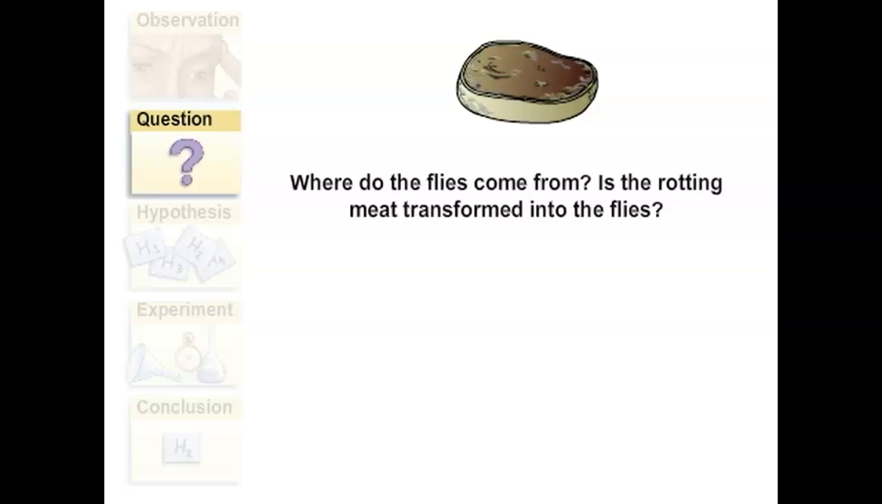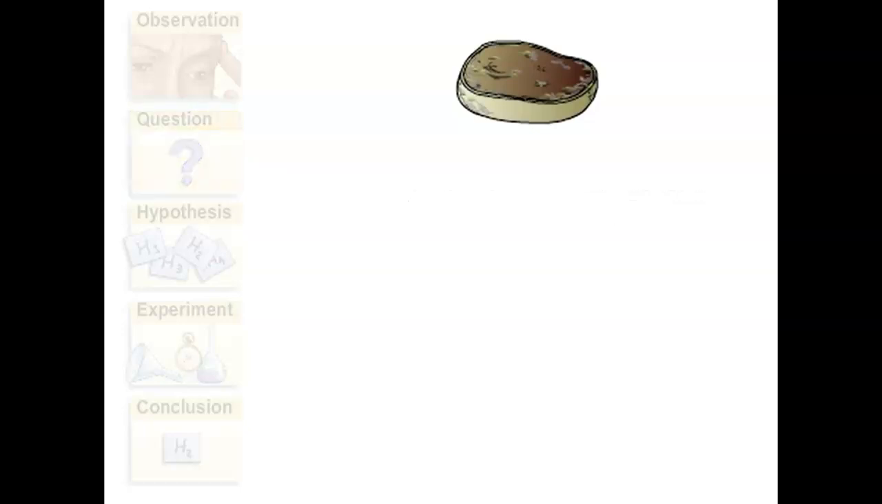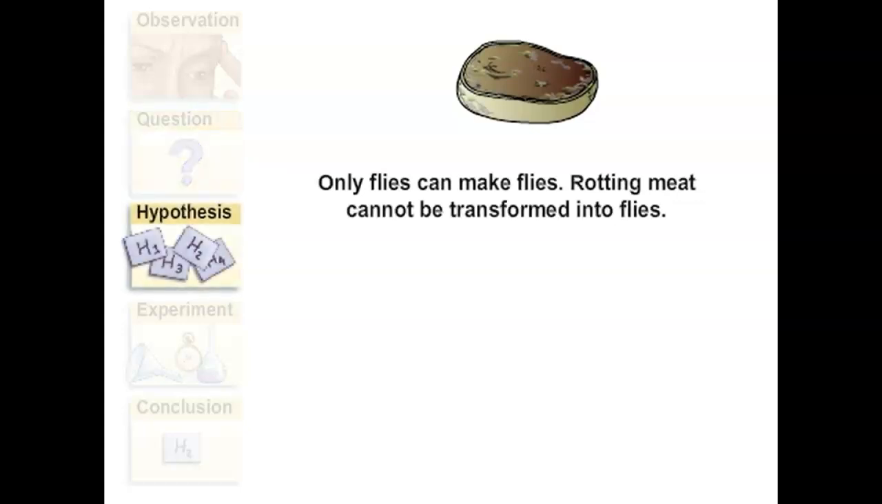Where do the flies come from? Is the rotting meat transformed into the flies? From these questions, Redi formulated the hypothesis that only flies can make flies, and that rotting meat cannot be transformed into flies. Redi sought to test his hypothesis by performing the following experiment.